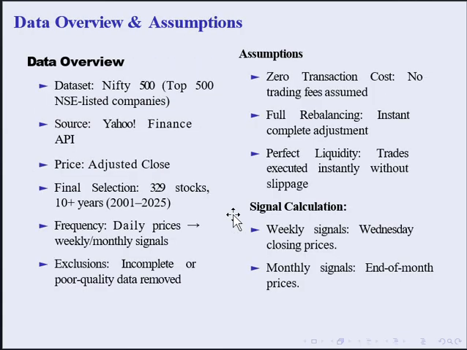We downloaded our data of Nifty 500 stocks from the Y Finance API. We used only adjusted close price. We used only those stocks which have at least 10 years of data available. So we get 329 stocks. We assume zero transaction cost, full rebalancing, and perfect liquidity. For signal construction, we used weekly signals like weekly closing price and monthly signals, month end price.